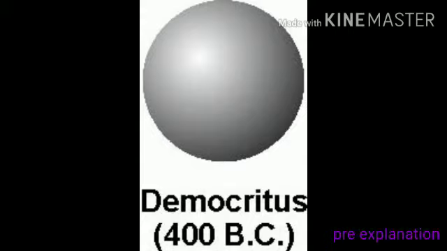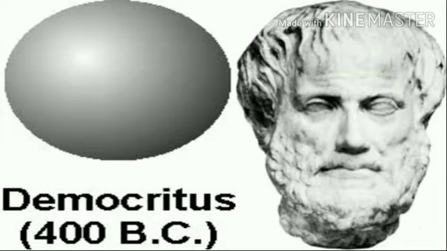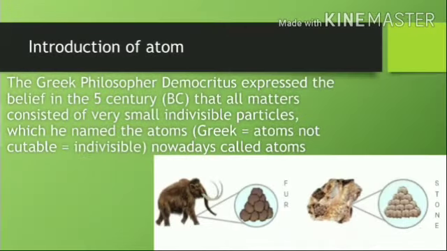According to him, all the things which we see are made up of tiny particles. These tiny particles are called atoms. Atom is derived from the Greek word atomos, which means indivisible. It means it cannot be divided into further parts. According to Democritus, the Greek philosopher, who expressed the belief in the 5th century BC that all matter consisted of very small indivisible particles, which he named atoms. For example, the fur of an elephant or the parts of stone are made up of atoms.